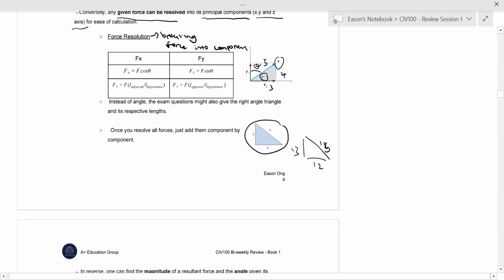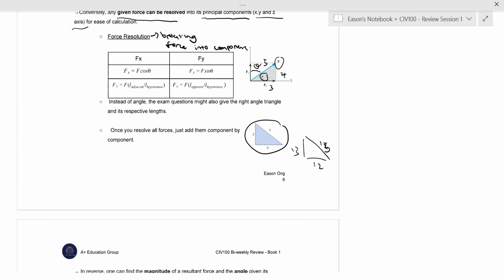Are we clear on that? So for example, in this 3, 4, 5 triangle, if I want fx, it's really just f times 3 over 5. And if I want fy, it's really just f times 4 over 5. You just take whatever side you want, depending on if you are finding fx or fy, and then divide by the hypotenuse. This is how your prof is going to give you the angle information in your exam.